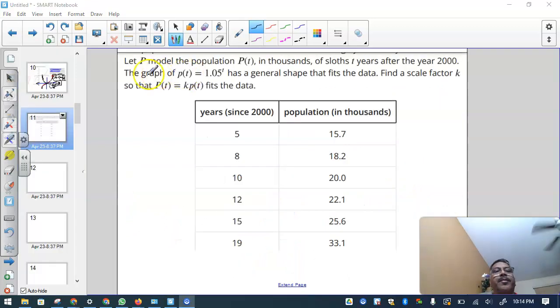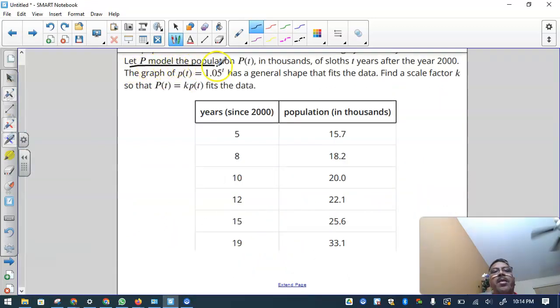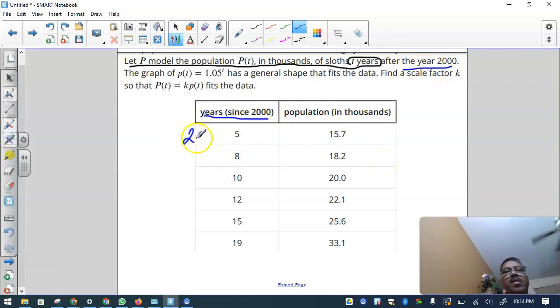Now, let P be a model, this is the next one. Population, where the uppercase P stands for population in thousands, and T is the number of years after 2000. So you can see this gives you years. It means this is 2000.